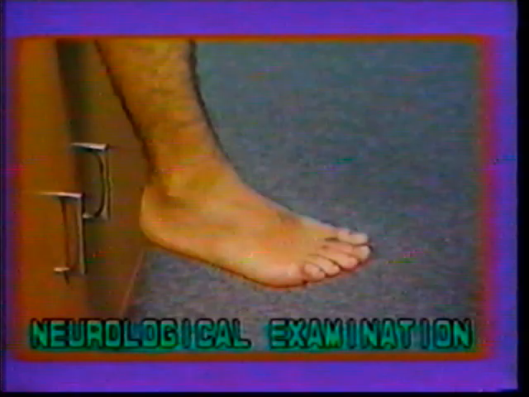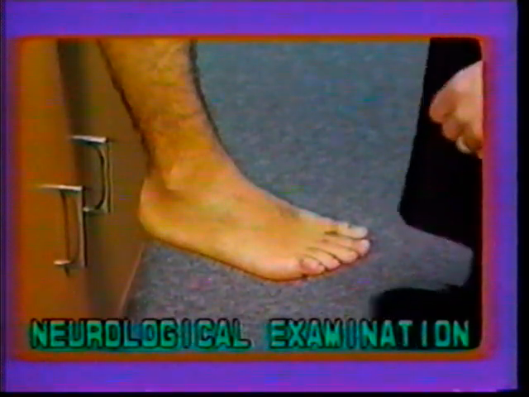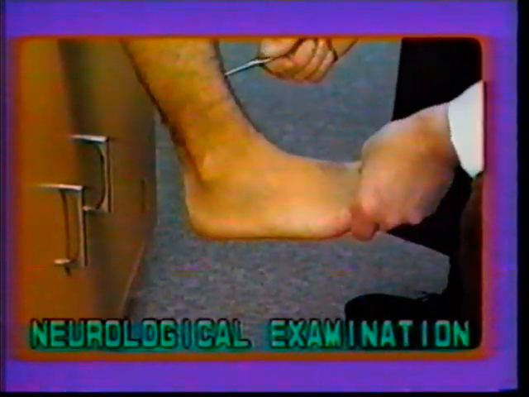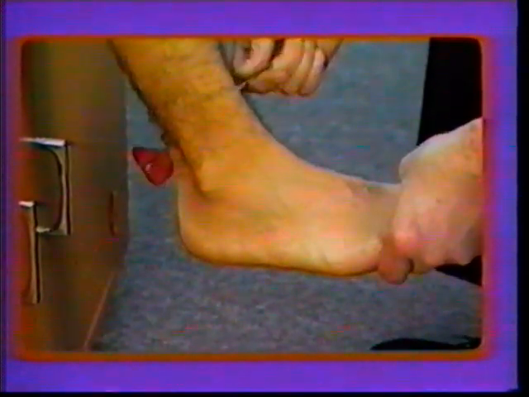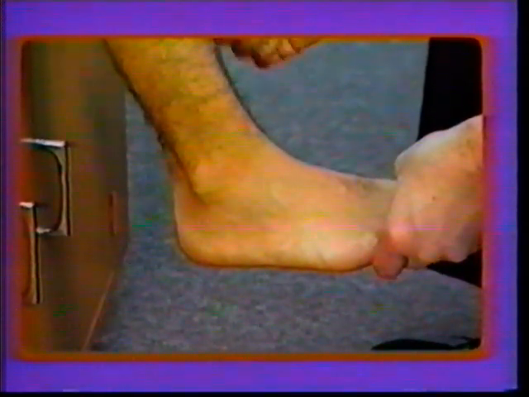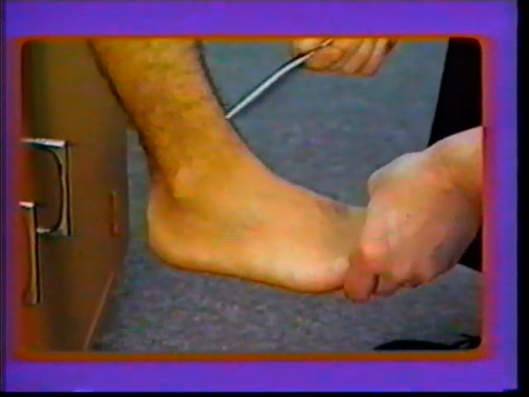Neurological examination. The detailed neurological examination of the foot and ankle will be covered in the video program on the physical examination of the lumbar spine and neurological examination of the lower extremities, but would normally be performed at this point in time.